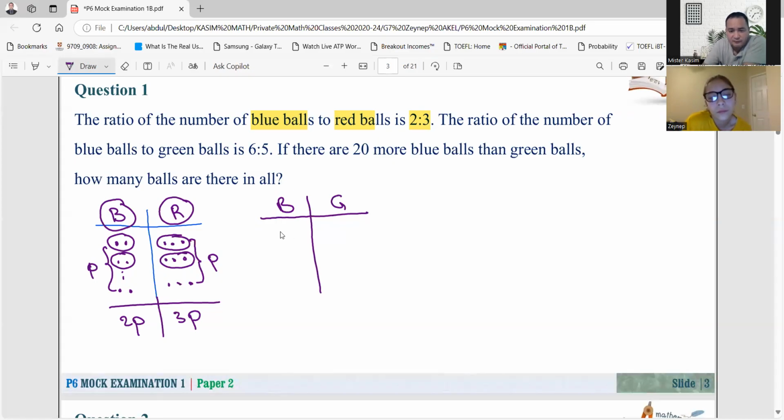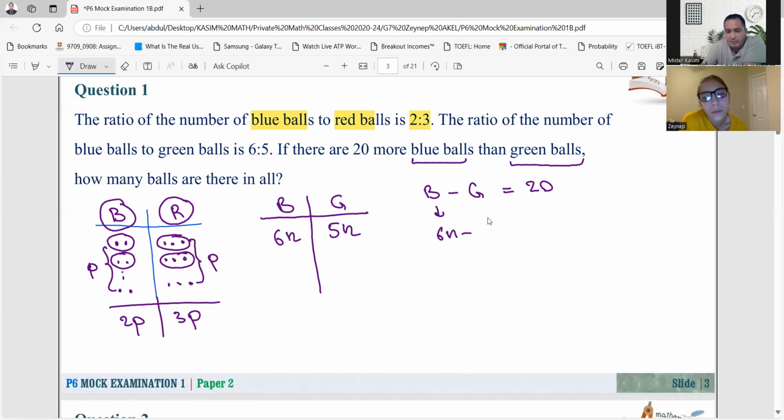Now 6 to 5 means that if we have 6 blue balls, then we need to have 5 green balls. The second part of the question is saying that if there are 20 more blue balls than green balls, so that means the difference, right? Blue balls minus green balls is equal to 20. How many blue balls do we have? 6n. How many green balls? We have 5n. So that's equal to 20. Now from here I can find n.